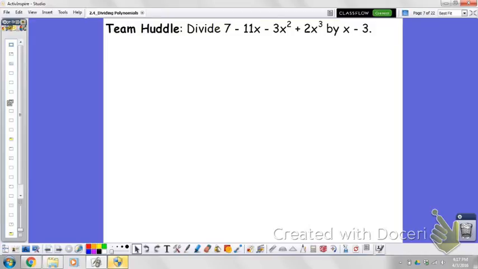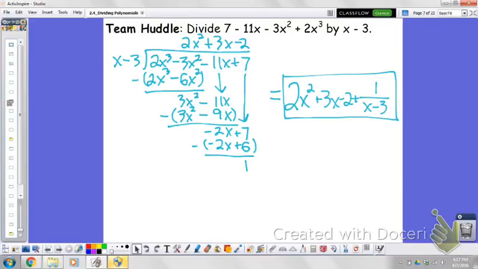Alright, so go ahead, do this one by yourselves. Remember to get it in the correct order first and then start your long division. So go ahead and pause the video, and when you're ready to get the solution, unpause it. So when we work all this out, we will get our final answer as 2x squared plus 3x minus 2 plus 1 over x minus 3.